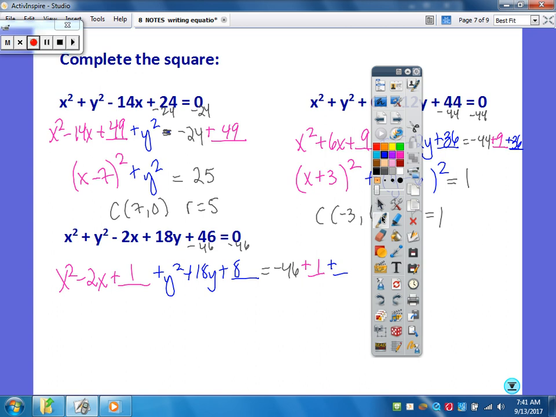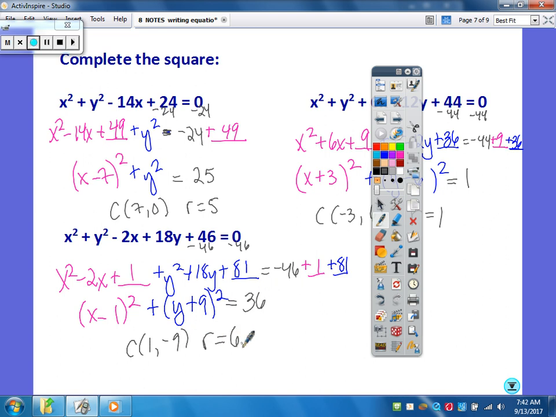There we go. Alright, so 81 to both sides of the equal sign. Alright then, parentheses. Half of negative 2 is negative 1 squared plus half of 18 is positive 9 squared equals, alright, so we combine these, so that's negative 45 plus 81, that would be 36. Alright, so your center is 1, negative 9. The radius is the square root of 36, which is 6.